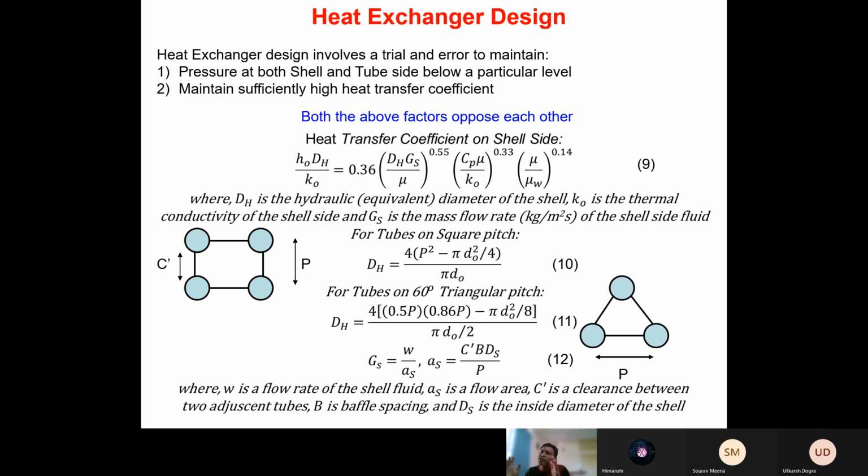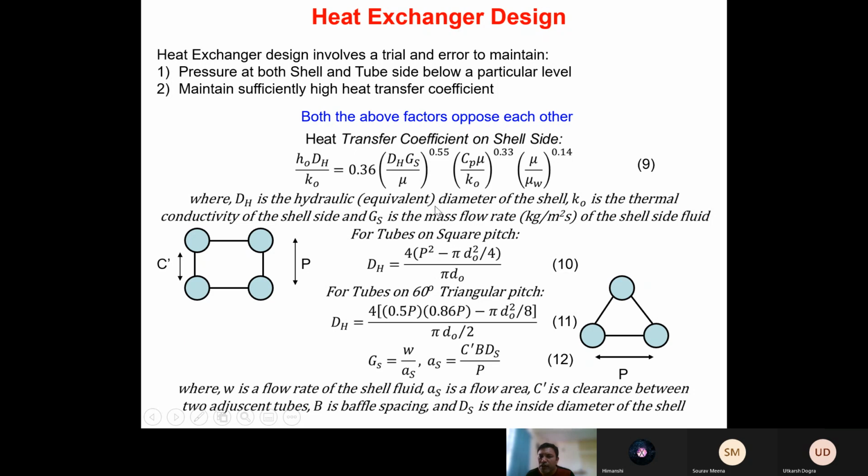Okay, in fact, in one of the tutorials, when we do a tutorial, you will see why I am saying that there is a trial and error. One such tutorial is there where we are doing it for several iterations to get the correct design. Okay, so how can we calculate the heat transfer coefficient?